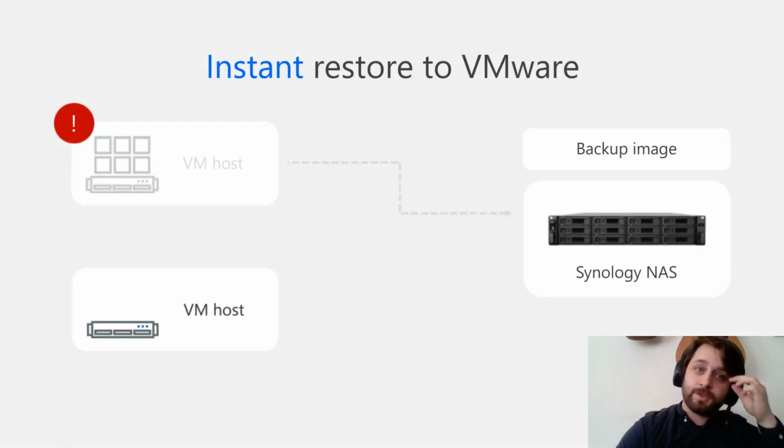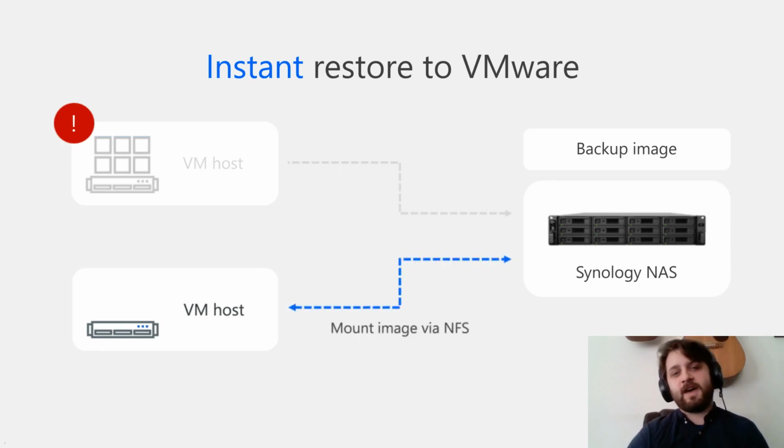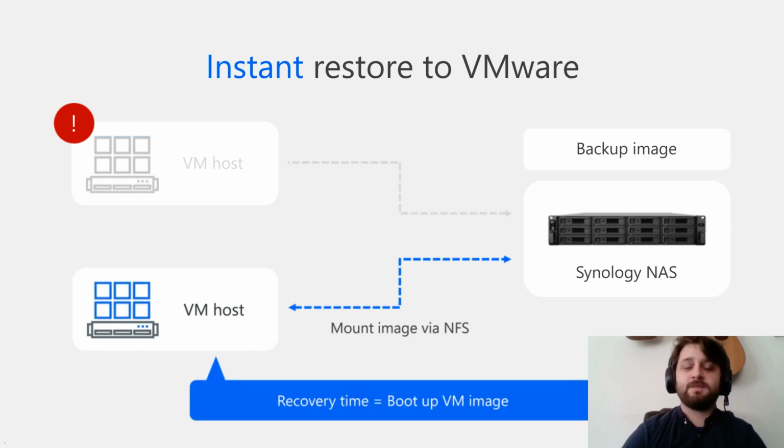Now, with an instant restore to a VMware environment, for example, it's a little bit different. So you still have that VM host going down in this example, and you have another one that you've stood up, and you still have that backup image on the Synology NAS. But instead of actually transferring that entire backup across to the new host, you can automatically mount that backup image as an NFS data store and instantly restore that VM into that new host. So your recovery time is actually more along the lines of just booting up the VM because you're not actually moving data around. You're just exposing an NFS data store automatically when you do this task here.